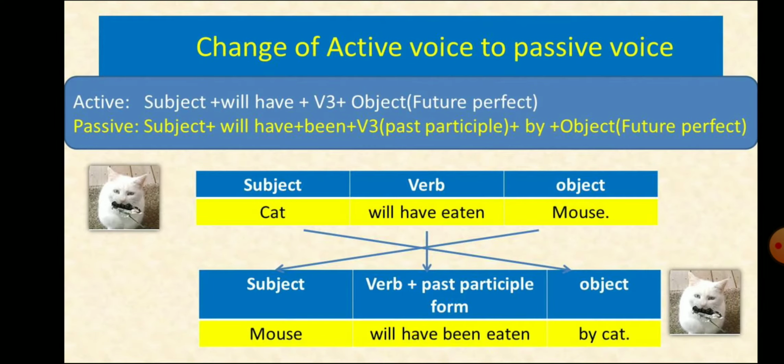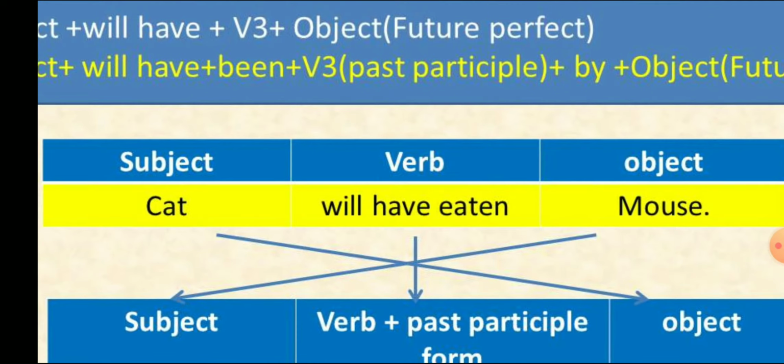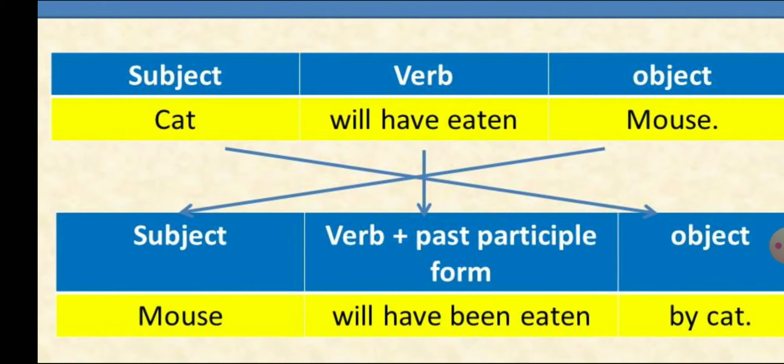Then next, let us see how to change from active voice to passive voice for future perfect tense. The given example is cat will have eaten mouse. How did I identify that it is future perfect tense? I identified it by seeing the verb, that is in the format will have eaten. So by seeing this, I identified that the given sentence is in future perfect tense. Cat will have eaten mouse. Now interchange the subject and object. Mouse will have been eaten by cat.